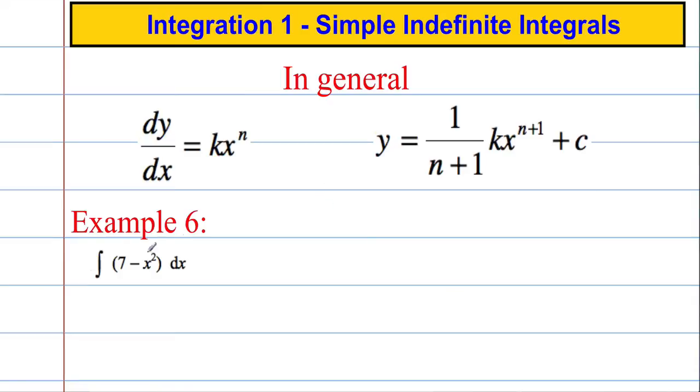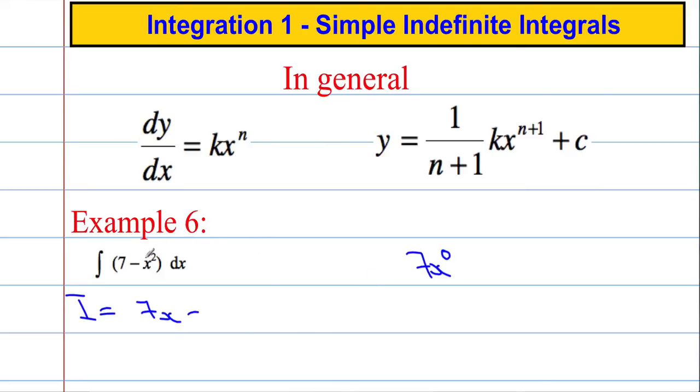Okay, slightly more tricky example. Here it doesn't say anything, but it's telling me what to do. It's telling me to integrate this expression with respect to x. So I is going to be equal to, well, if I integrate the constant 7, that's just like 7x to the power 0. 7 times 1 is 7. So I need to increase the power of x by 1, which is going to give me 7x minus.